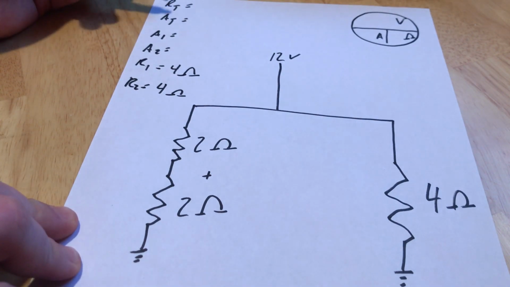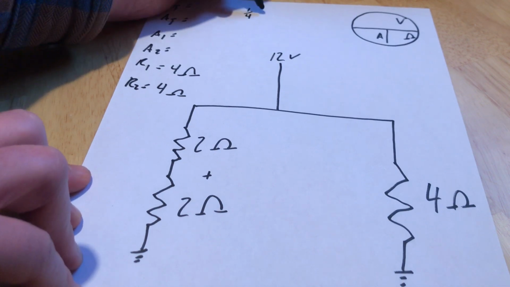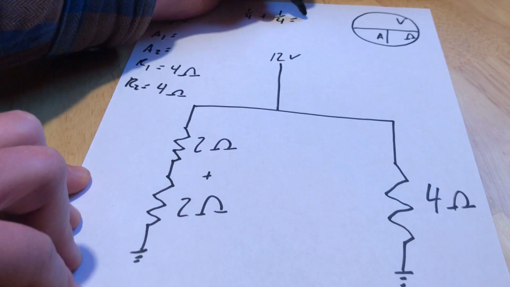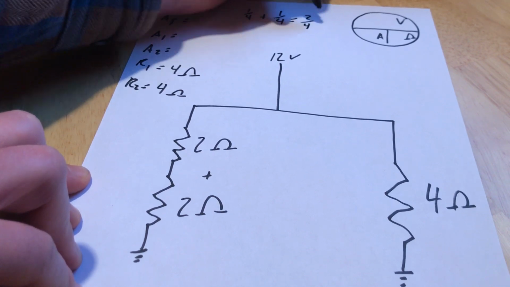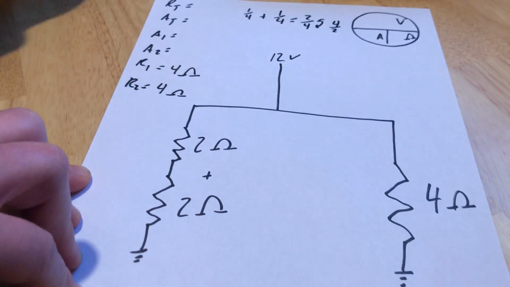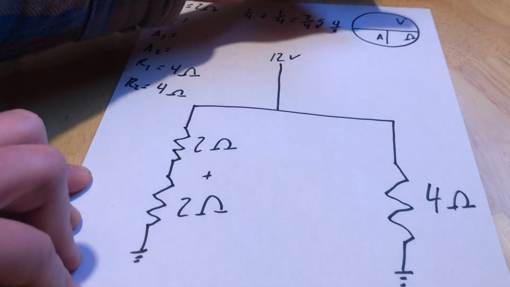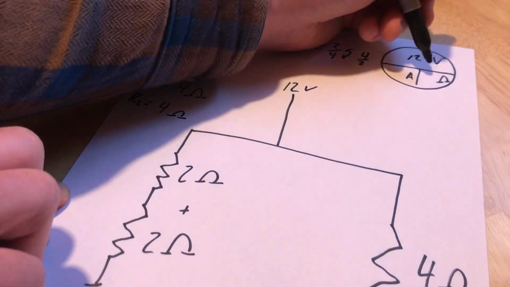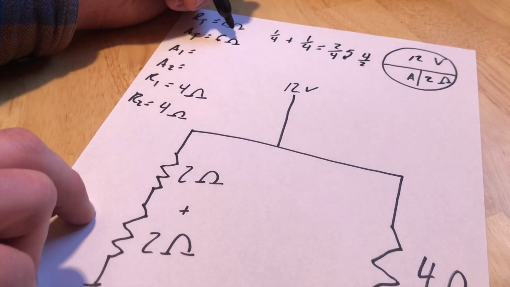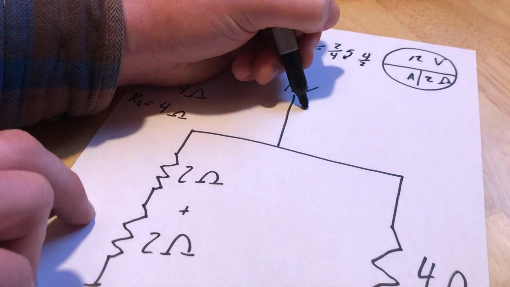Let's figure out my total circuit resistance now. 1 over 4 plus 1 over 4 equals 2 fourths. Got to do the flip-flop, so 4 halves equals 2 ohms of resistance. Now we can plug that in to figure out that, again, we have 6 amps of current flow here.